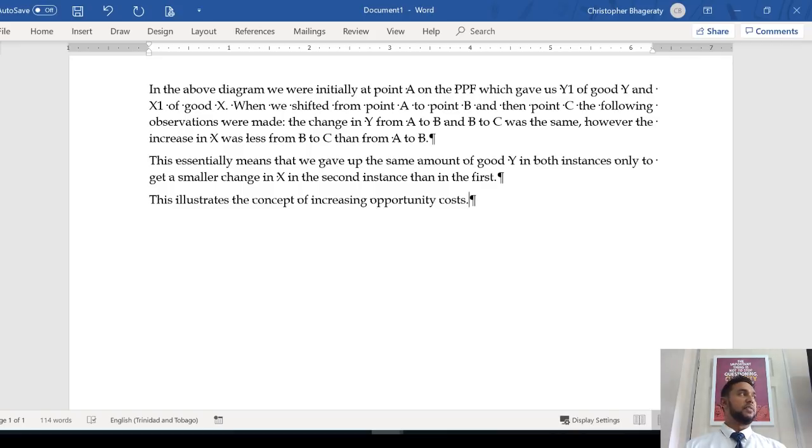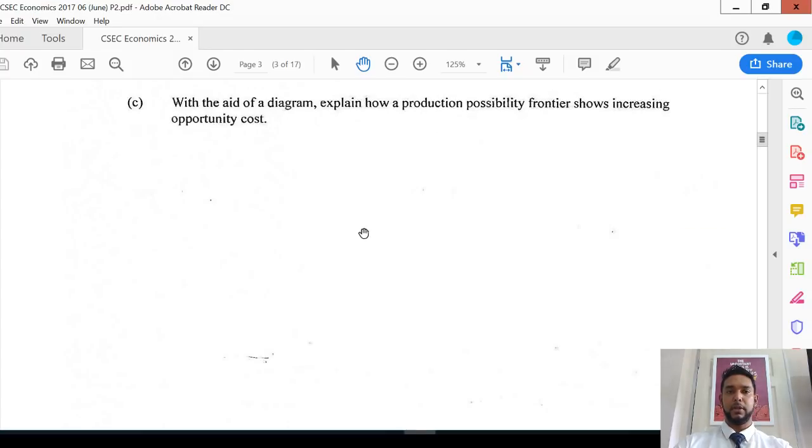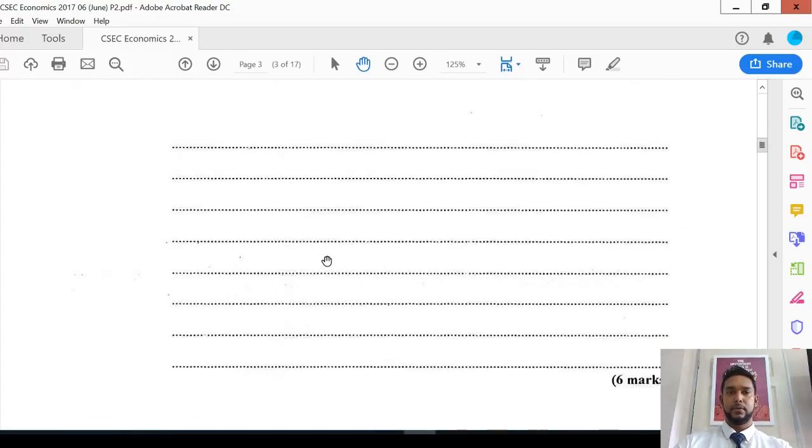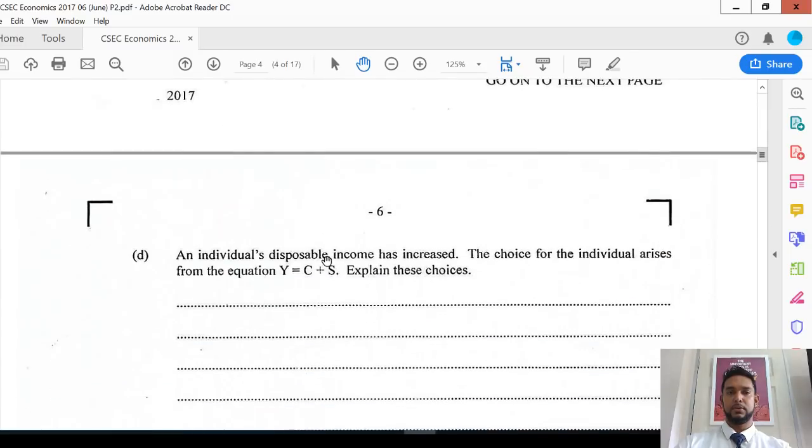Does anybody have any questions on that item? No? Okay. So let's see what else they're asking about here. Increasing opportunity cost, that's 6 marks.